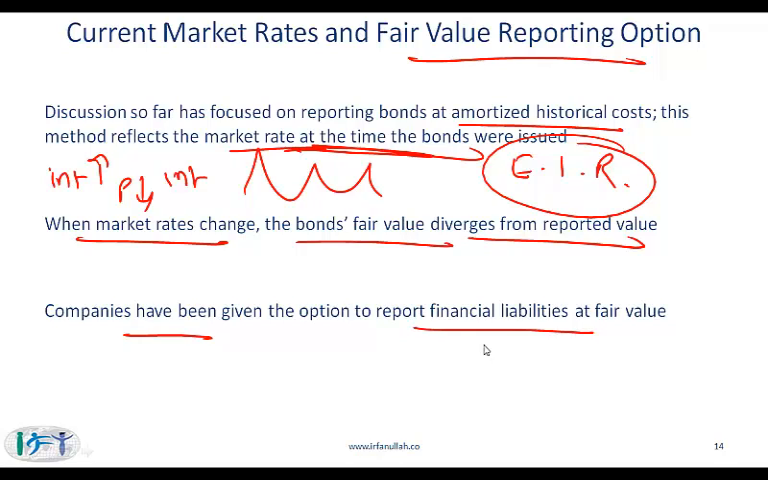And how does this impact you as an analyst? When you are looking at the liabilities section of the balance sheet, you need to look at the footnotes where obviously it will have to be disclosed whether the liability is being disclosed at amortized cost or fair value.